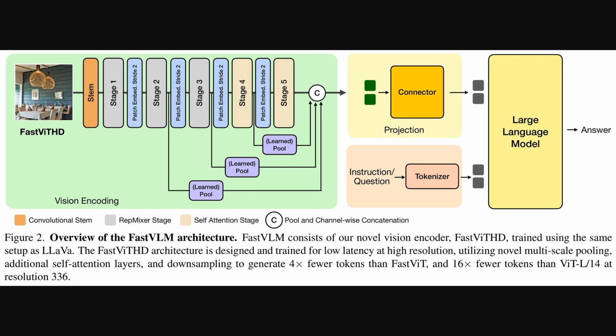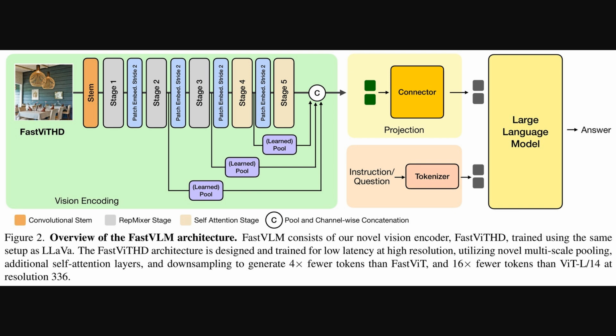Okay, so figure 2 gives us a nice overview of the entire FastVLM architecture. On the left, we see the FastViTHD vision encoder. An image goes in, and it's processed through several stages. It starts with a convolutional stem. That's an initial processing layer using convolutions, which are good at picking up basic visual patterns. Then it moves through what they call rep mixer stages and patch embedding stages. These are designed to efficiently process the image information.